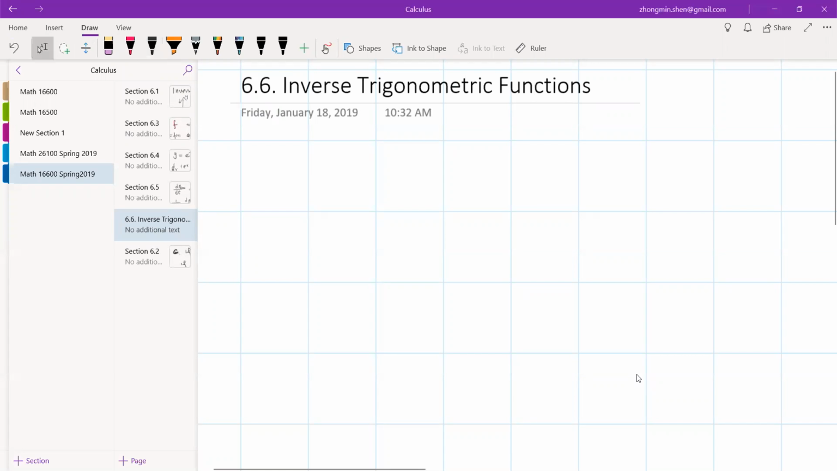Right, so we studied exponential functions and their inverse. It's called the logarithm function. Now today we are going to study inverse trigonometric functions, including their derivatives. The most important functions will be sine, cosine, and tangent. I'm going to spend a little more time on sine and tangent.